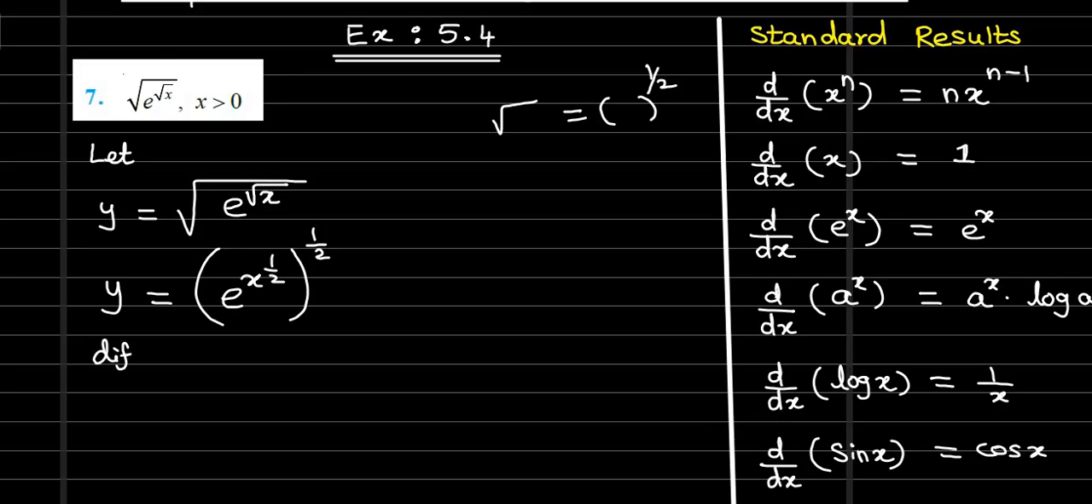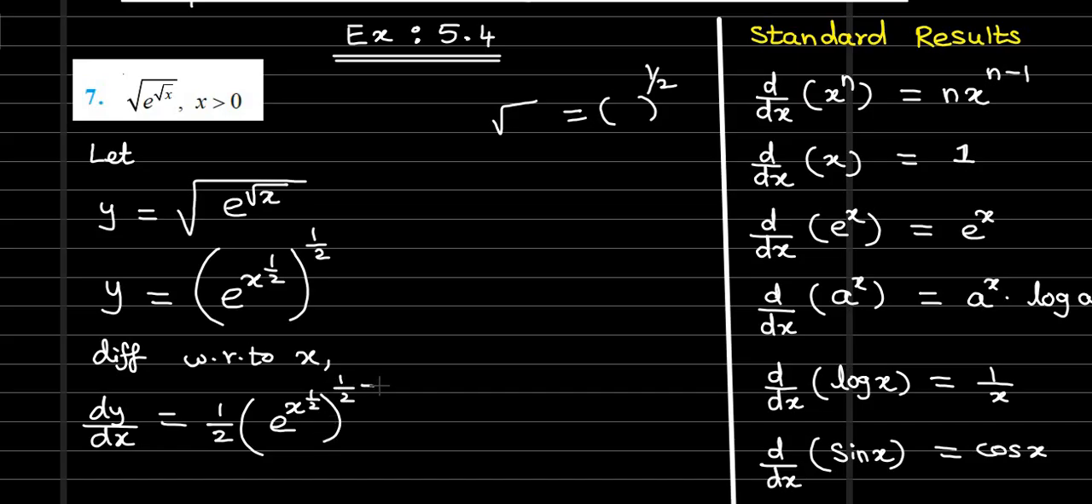Differentiating with respect to x, this side becomes dy by dx. Treating everything inside the bracket as x, we are not going to disturb it here. Only the power we differentiate. What is the concept here? The power we bring as a coefficient, then reduce 1 from the power. What is the power here? 1 by 2. So 1 by 2 comes as a coefficient, the inside stuff stays as it is, and the already existing power 1 by 2 is reduced by 1. With this, the power differentiation is done.